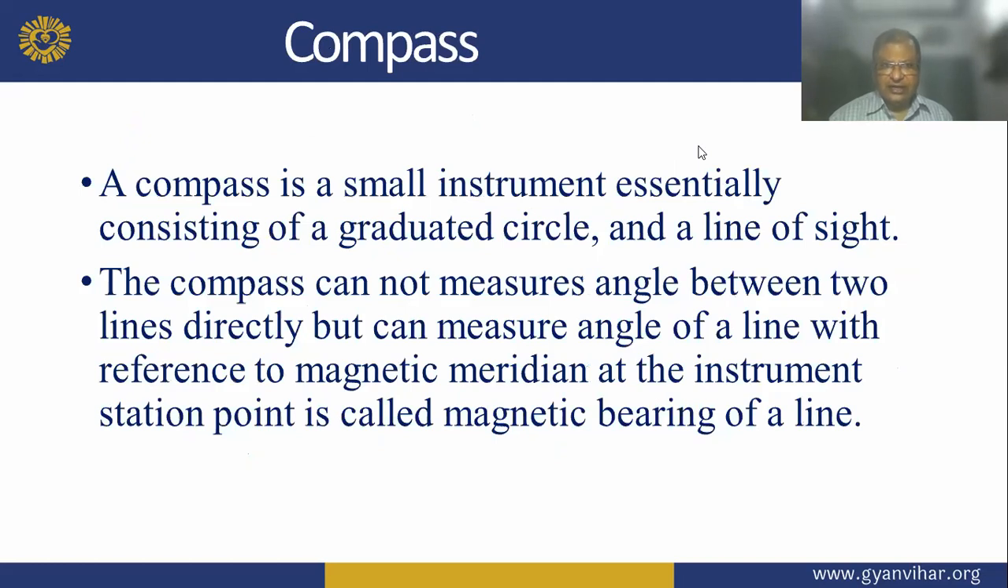Now, a compass is a small instrument essentially consisting of a graduated circle and a line of sight, like this.